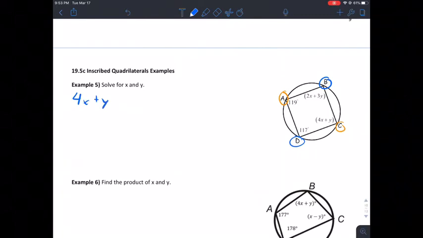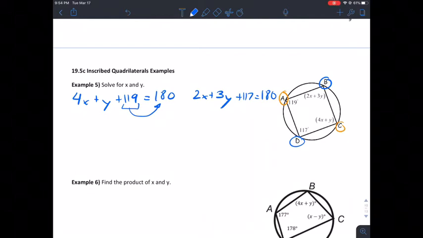We know that 4x plus y plus 119 need to give us 180 because they are supplementary. Then over here, we've got 2x plus 3y plus 117 gives us 180. Now we're going to get these in what we call standard form. What that means is that you have x plus y equals a number. So for all of these kinds of problems, we need to get this number over here. All we really have to do is subtract it out.